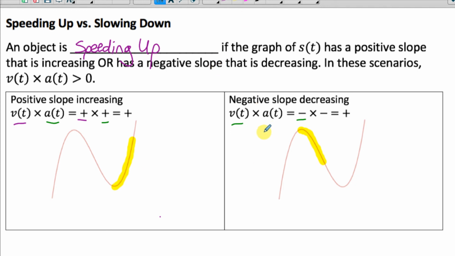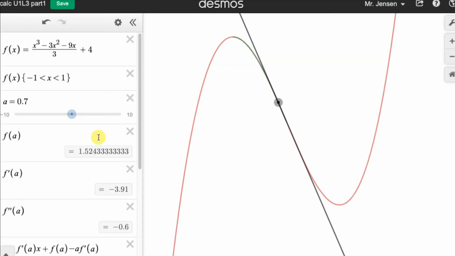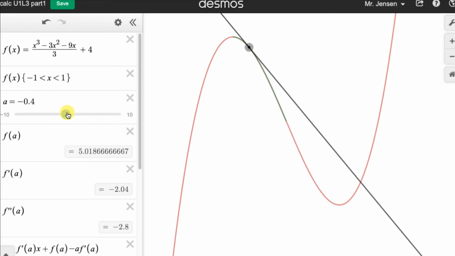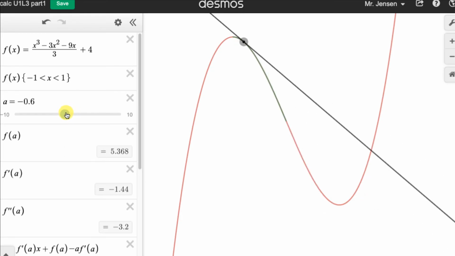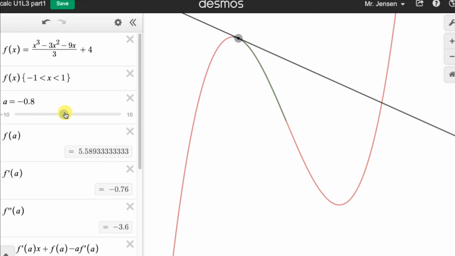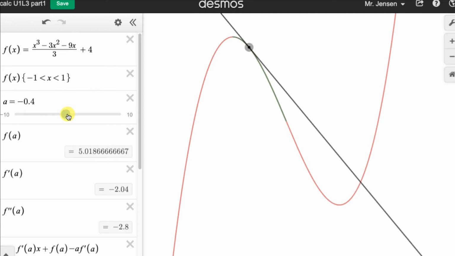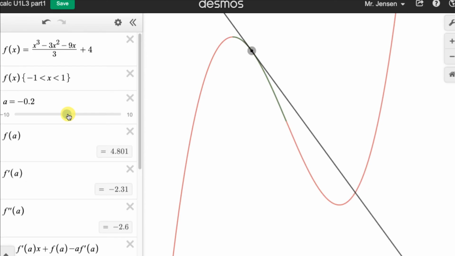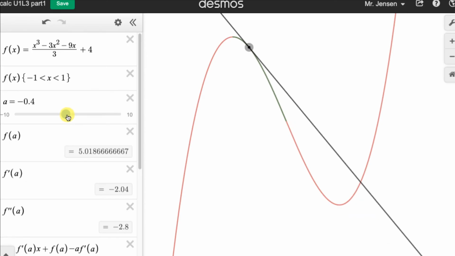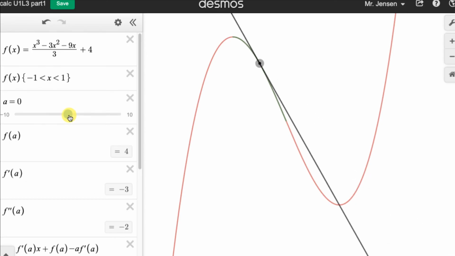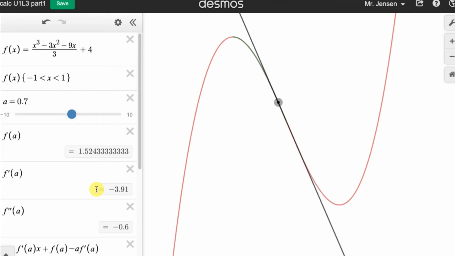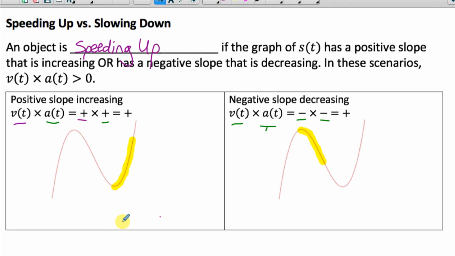Why is the acceleration also negative? Well, the acceleration tells us how the tangent slopes are changing. And those tangent slopes, like I said, started at negative, like negative 0.4, and then they kept going down. Now, my question for you is, is negative 3 less than negative 2? Yeah, of course it is. So the tangent slopes are decreasing. That's why the second derivative is negative.